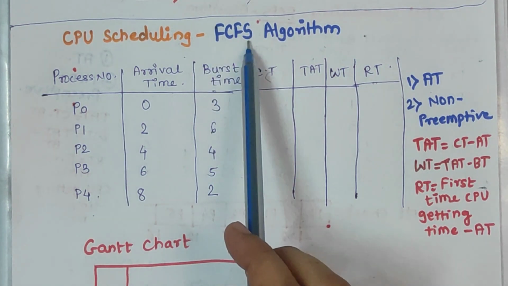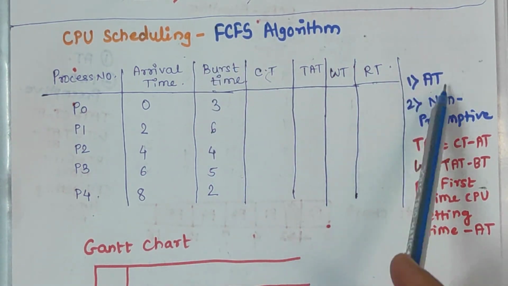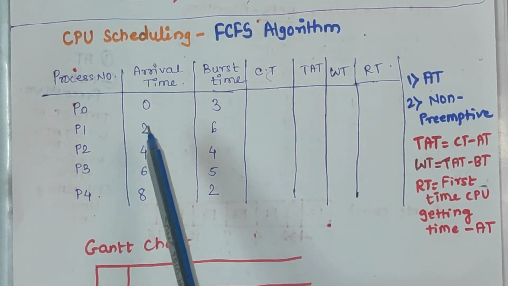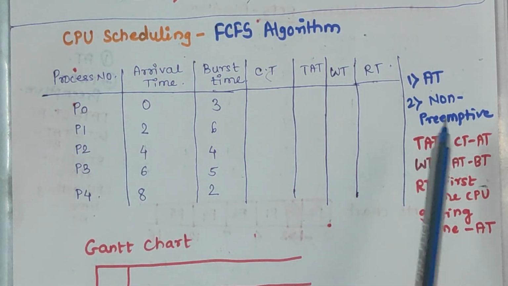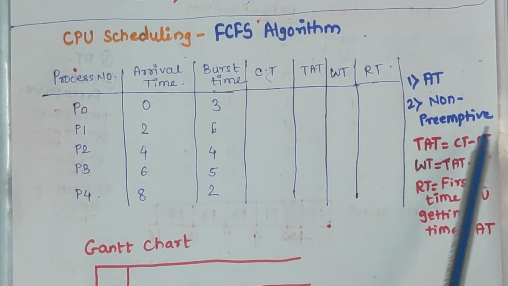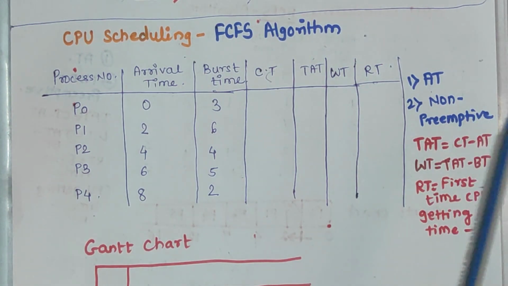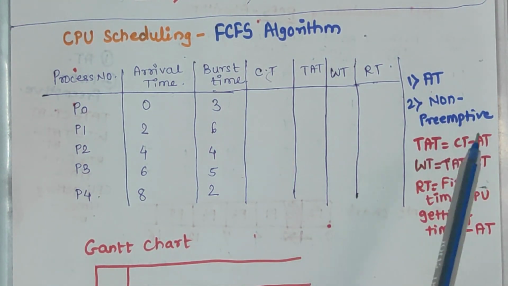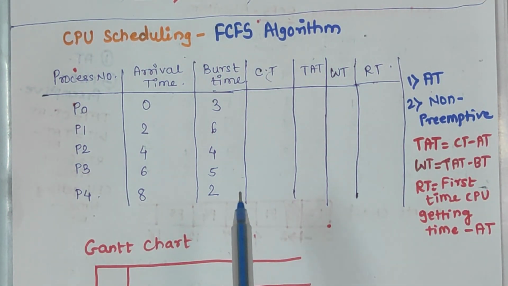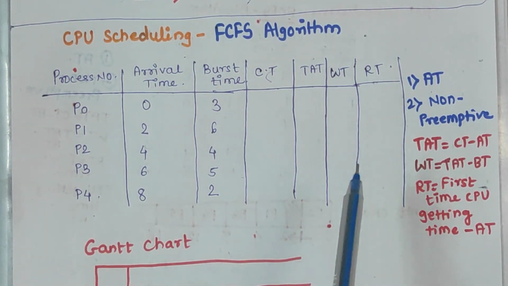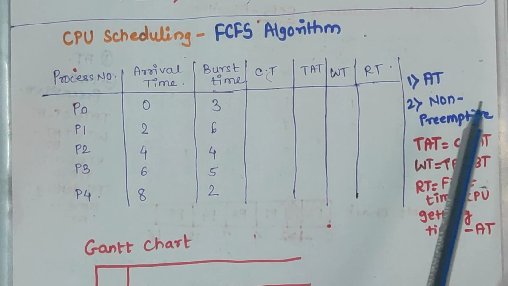This FCFS works on the principle of arrival time. That is, the process which arrives first is to be provided to the CPU for execution. One more thing is, it is a non-preemptive type of algorithm. That is, once we provide the process to the CPU for execution, that process cannot be preempted. That is, we cannot forcefully remove that process from the CPU before it completes its execution. So these two things we have to remember.